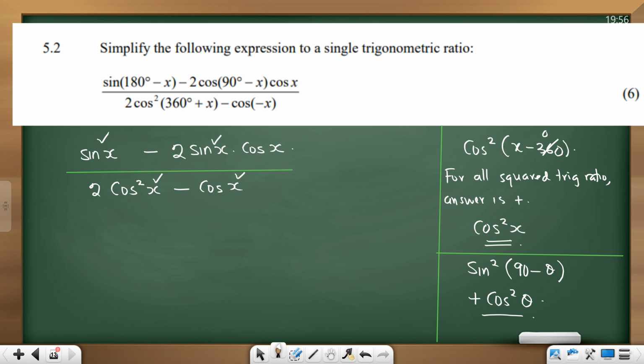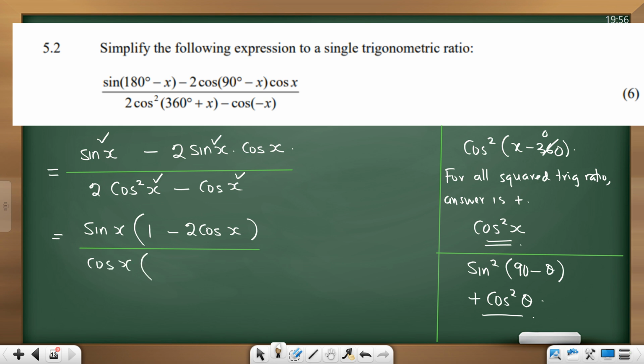Guys, I cannot cancel here, please. Algebra. I cannot cancel because there's a minus. Please, don't do what you cannot do for algebra. But what is common? Sine x is common. I have to factorize. Algebra would follow you. 1 minus 2 cos x over, what's common at the denominator?